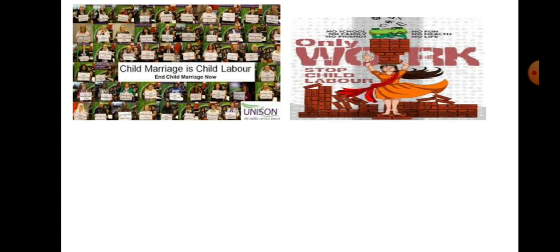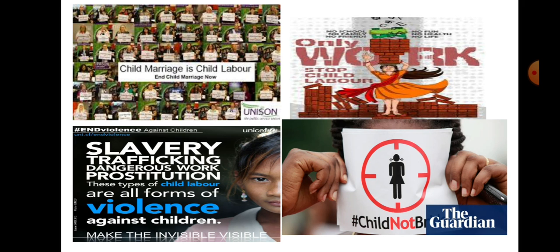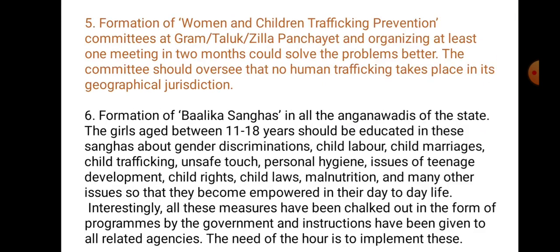So, here is a picture of child marriage which will lead to child labor, and you can see how the girl is burdened, she is made to work, that is child labor and slavery, trafficking, and the girl is involved in dangerous work. She is forced into prostitution, sexual abuse. So, a child should not be abused or exploited.